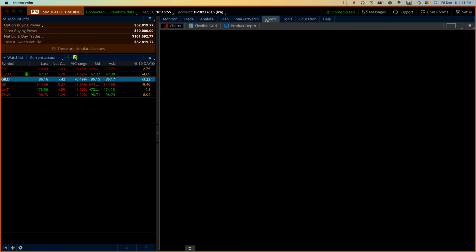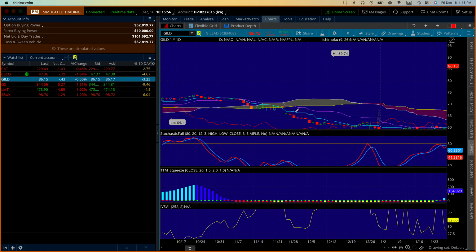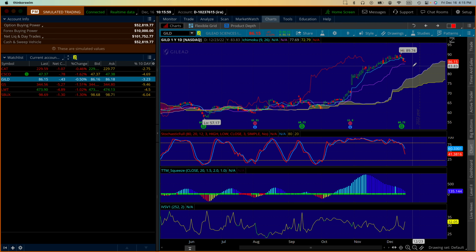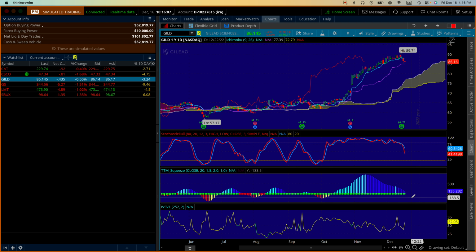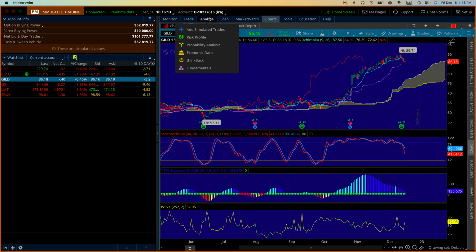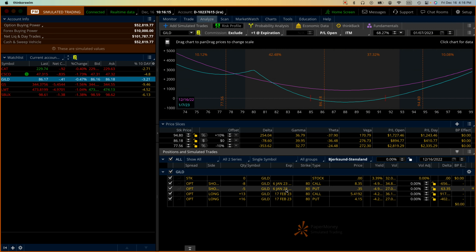Let's take a look at a chart of Gilead, and it's going down big time. Okay, the stochastic is pointing down. This TTM squeeze is also pointing down. The volatility is increasing. It looks like the stock will continue to go down, but we could take profits as we go, either by selling puts, the long-term puts, or adding shorts. I think I would like to add shorts.